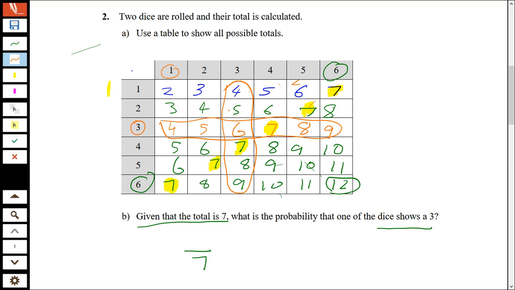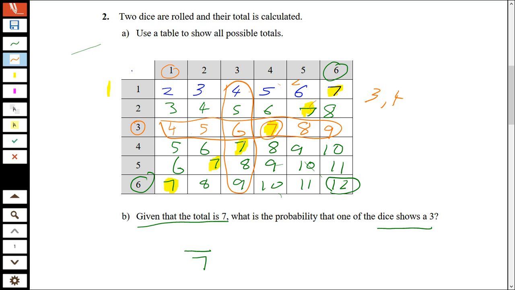Now, all we've got to look at is how many of those numbers that contain a 3 are forming the 7. Now, you can see here that we've only got which one's in the circle column. So this one here, that will contain a 3, won't it? So that's going to be a 3 and a 4. Okay, 3 and a 4 makes 7.